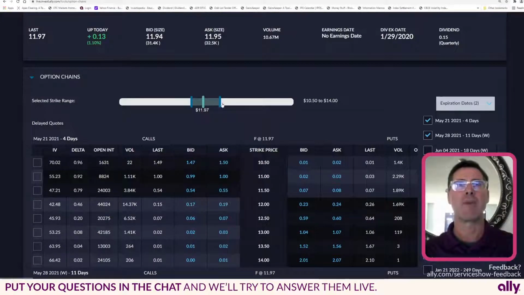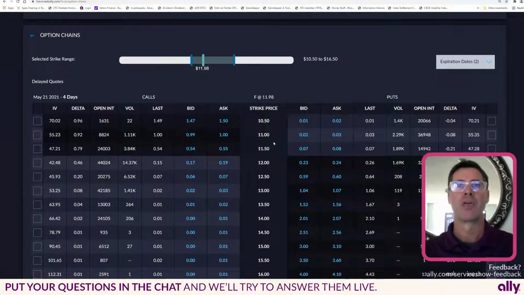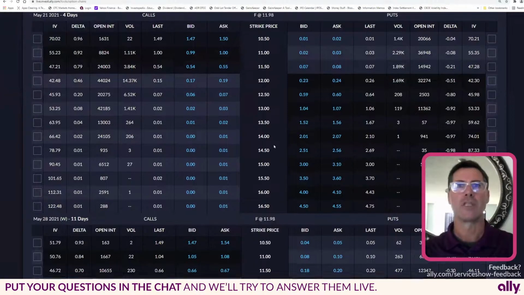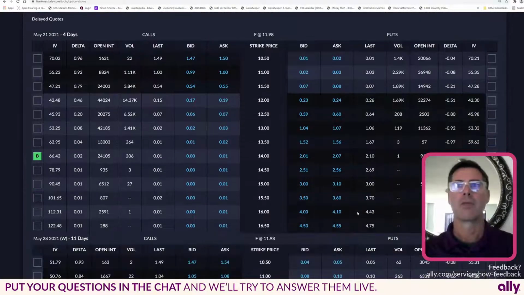You can also expand the strikes here. Notice that it expanded in the middle from $10 all the way to $16.50. Now, your next question is, how do I actually make this purchase? Let's say you wanted to buy the $14 call. You'd simply select here. You'll notice it pre-populates to a buy.